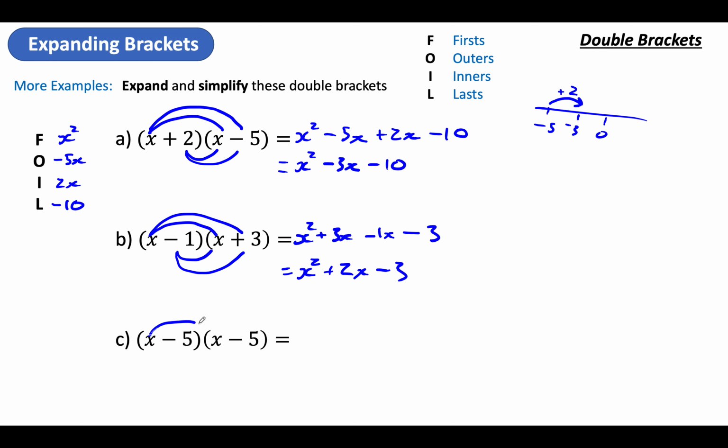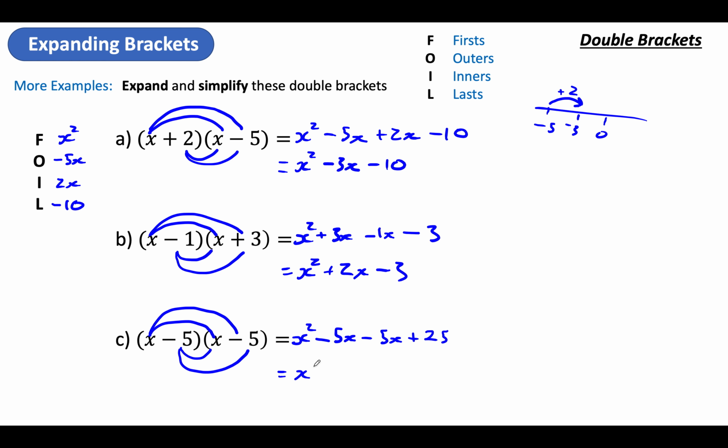So, firsts. x times by x is x squared. Outers. So x times negative 5. Now, positive times a negative leaves a negative. So this is going to be negative 5x. Inners. So negative 5 times x again. So again, same thing, negative 5x. And then lasts, negative 5 times negative 5. Now what's going to happen here? We've got negative times by negative. The signs are the same, so it leaves a positive answer. And 5 5s are 25.